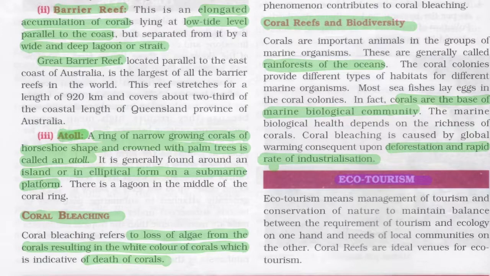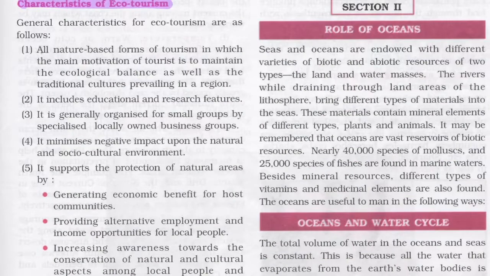Ecotourism. Ecotourism is the management of tourism and conservation of nature to maintain the balance between the requirements of tourism on one hand and ecology on the other. Coral reefs are ideal venues for ecotourism. Characteristics of ecotourism: general characteristics are all nature-based forms of tourism. So, tourist motivation is important.